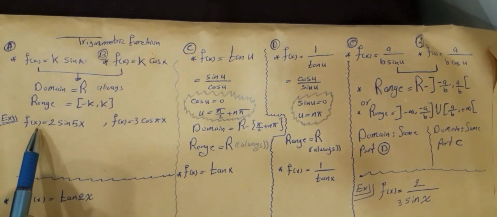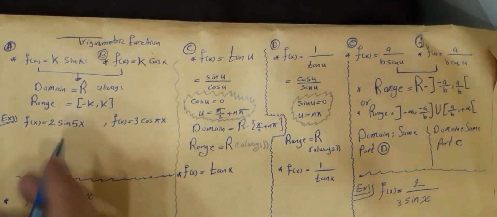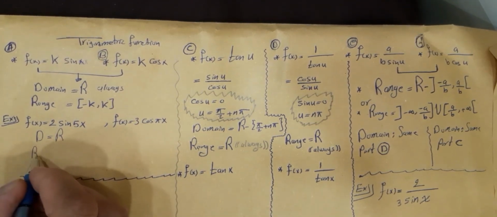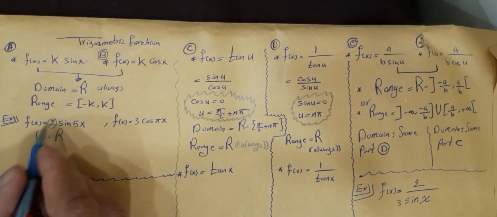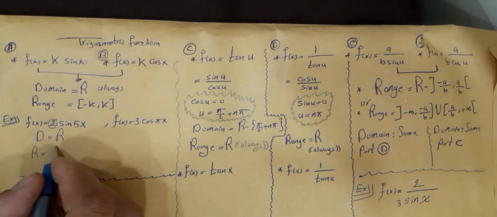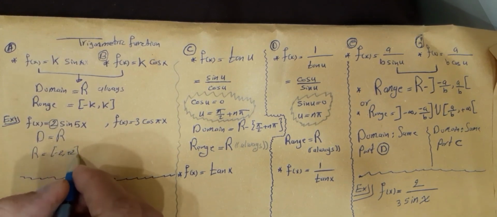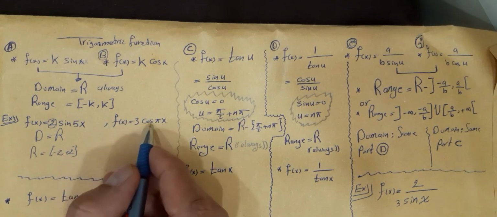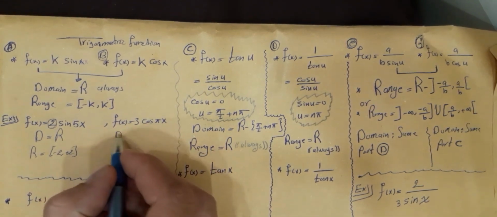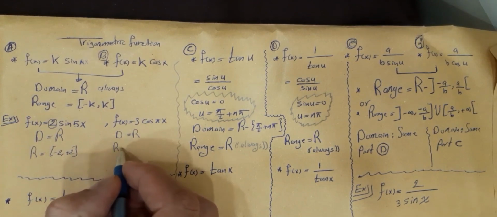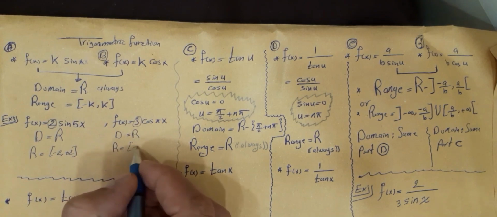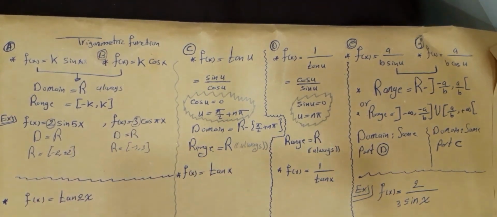For example, f of x equal to 2 sine 5x. Domain equal to real numbers. Range equal to the number before sine, k equal to 2, meaning negative 2 to positive 2. Another example, f of x equal to 3 cosine pi x. So domain equal to real numbers. Range equal to the number before cosine, 3, meaning negative 3 to positive 3.